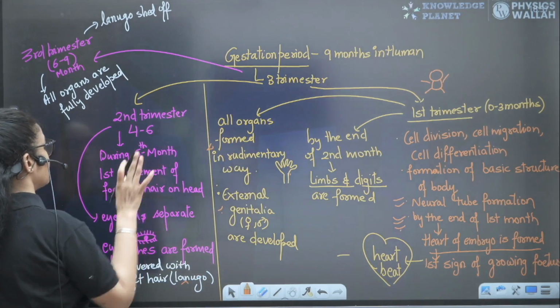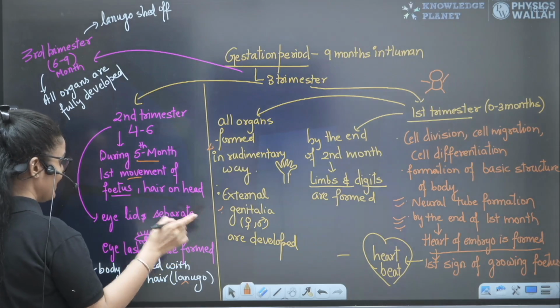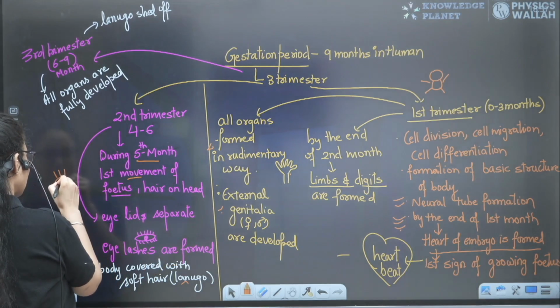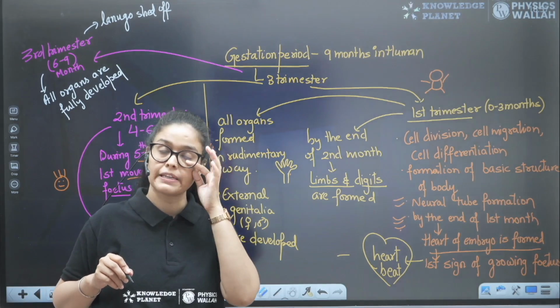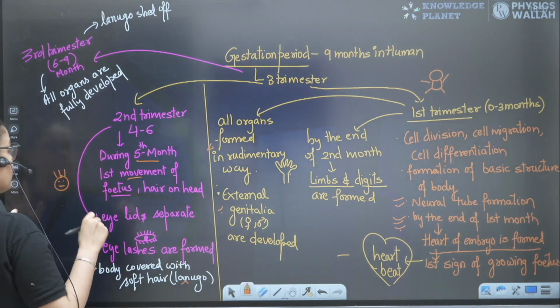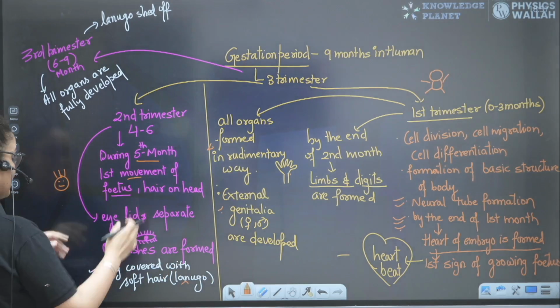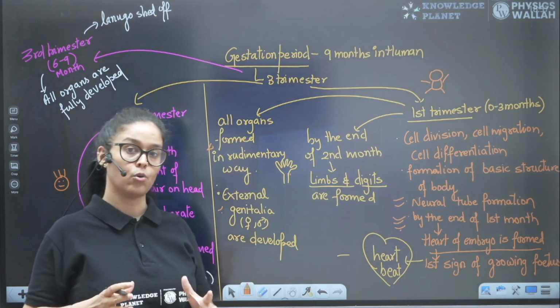Second trimester, 4 to 6 months, and during the fifth month, first movement of the fetus is seen. Hair on the head of the fetus will be seen. Eyelids separate, although they will not open their eyes, but they are separated, right? And eyelids are already formed by the end of second month, right? Sorry, second trimester. And a soft body hair known as lanugo will cover their whole body.